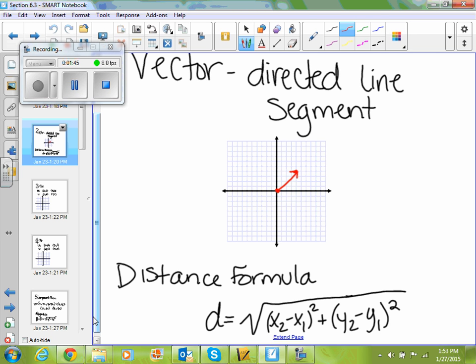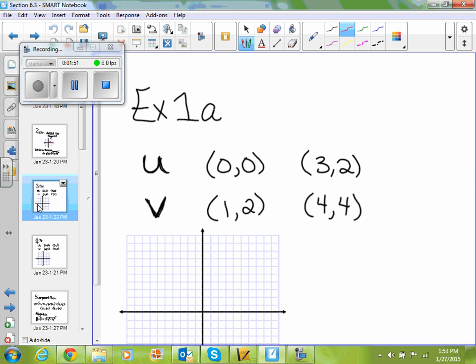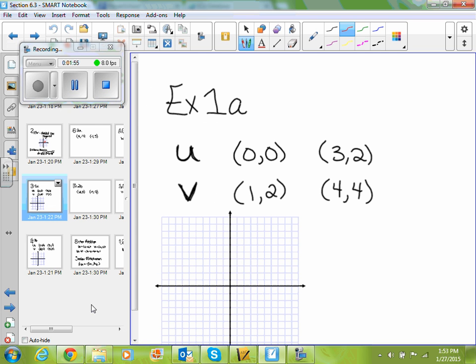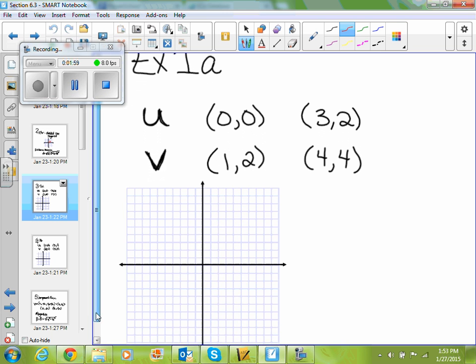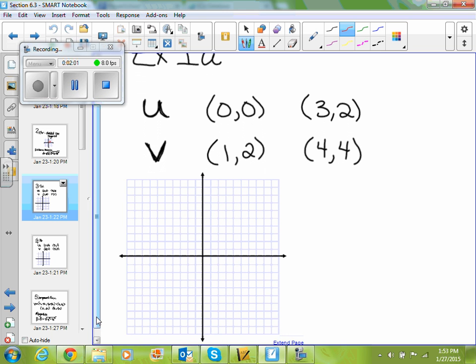All right, so we got any questions on distance formula or what a vector means? No? Okay. So we're going to graph a couple of vectors. Vectors are represented by bold letters, and it's kind of hard for me to write bold letters on the board, so that's why they're a little darker. But in your book, they'll actually be bolded. So bold U and bold V, those are what we use to represent our vectors.